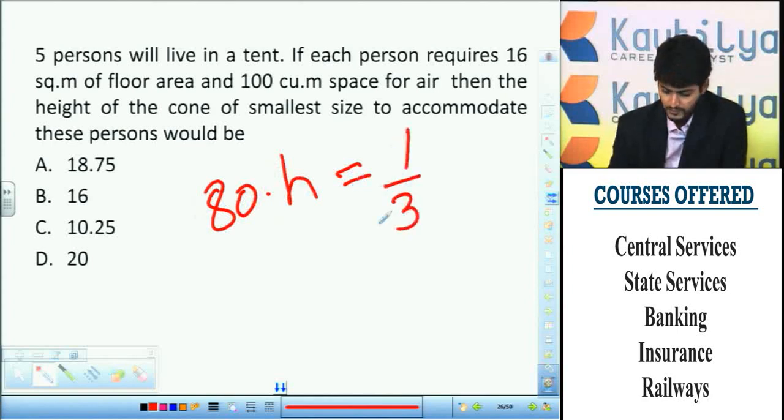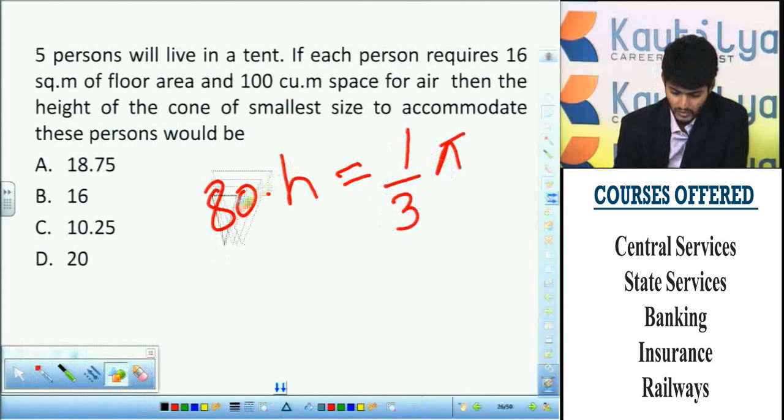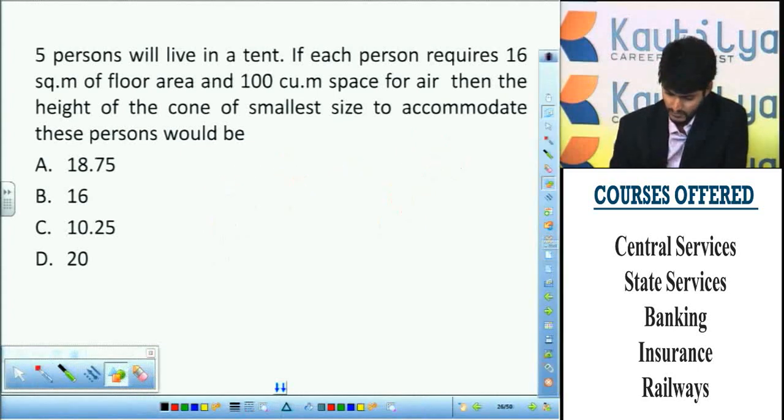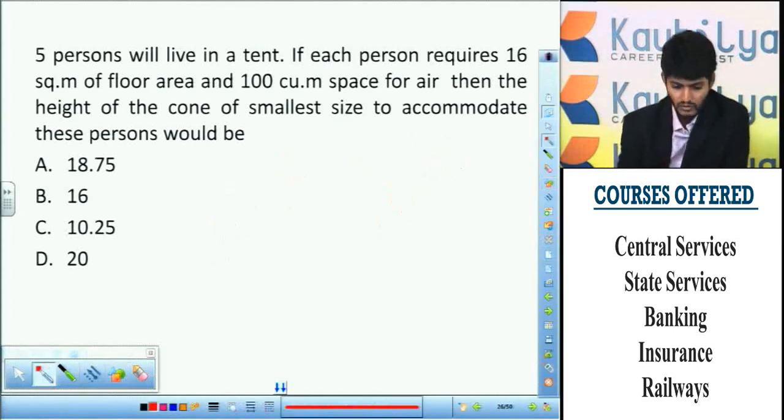100 cubic meters. So what is the volume? 1 by 3 pi r square, which you already have. Just give me a moment. So I'm just rubbing this off. Yeah, so 5 persons live in it.